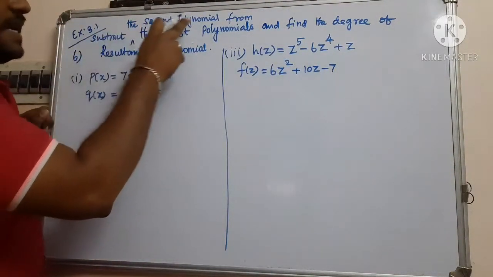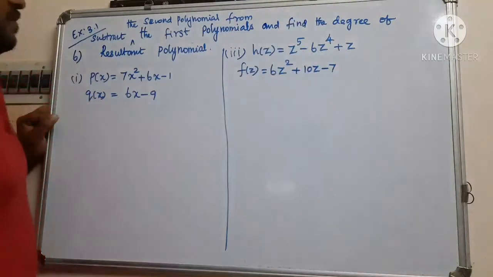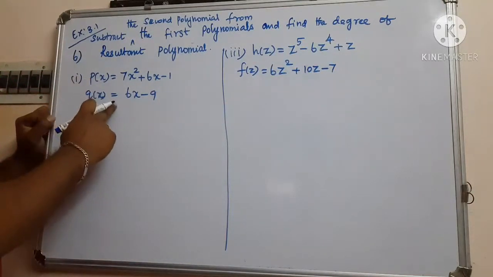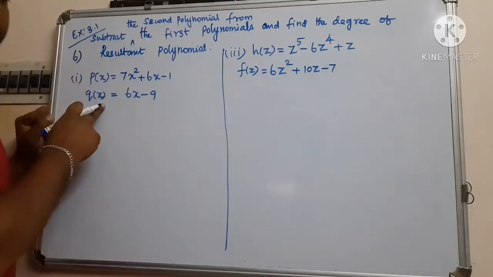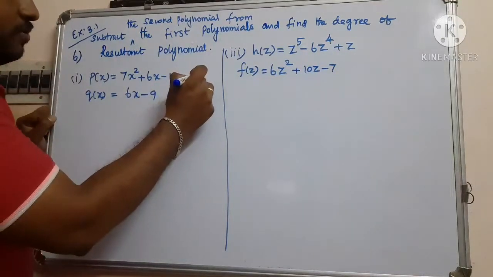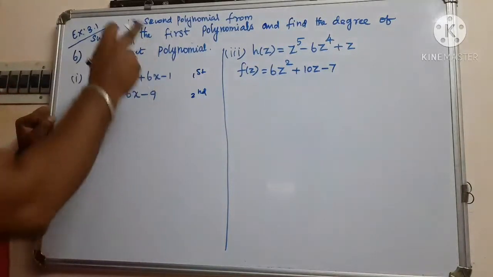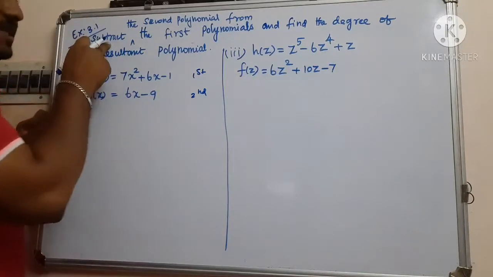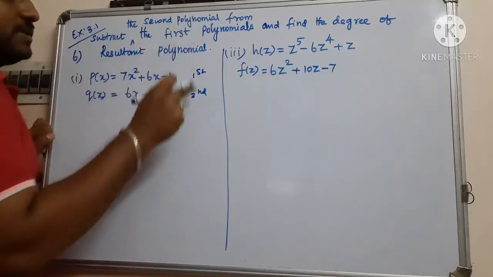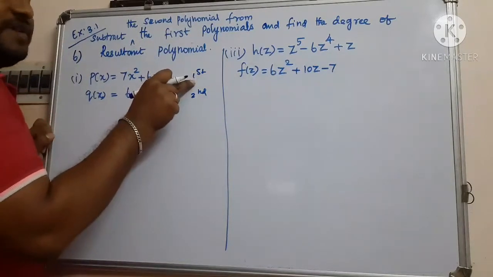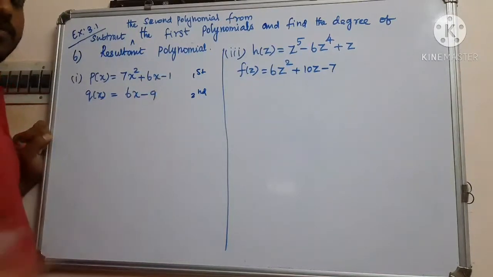Subtract the second polynomial from the first polynomial and find the degree of the resultant polynomial. Two polynomials are given. p of x is one polynomial, and q of x is another polynomial. So p of x is the first polynomial, q of x is the second polynomial. You have to subtract. So read out the question clearly. You have to subtract the second polynomial from the first polynomial.